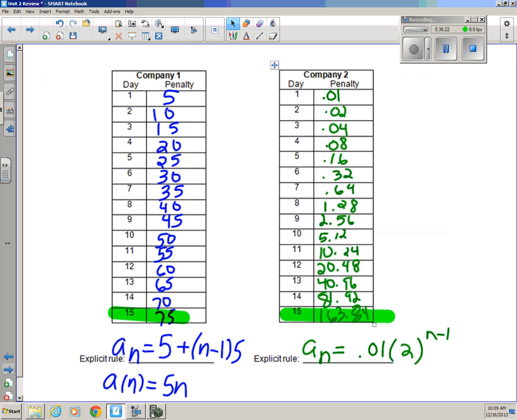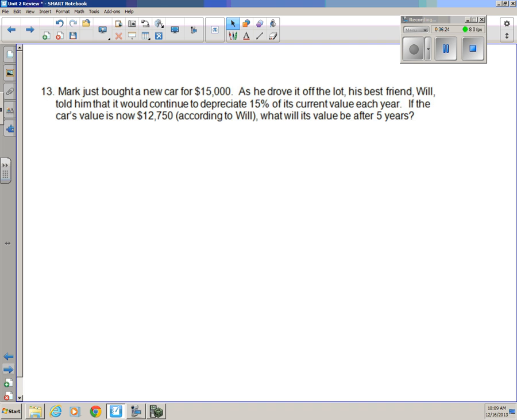Okay, we're getting to the end. Mark just bought a new car for $15,000. As he drove it off the lot, his best friend Will told him that it would continue to depreciate 15% of its current value each year. If the car's value is now $12,750, according to Will, that's now. Remember, you bought it for $15,000, but once he drove off the lot, this now becomes his initial value. What will the value be after 5 years?